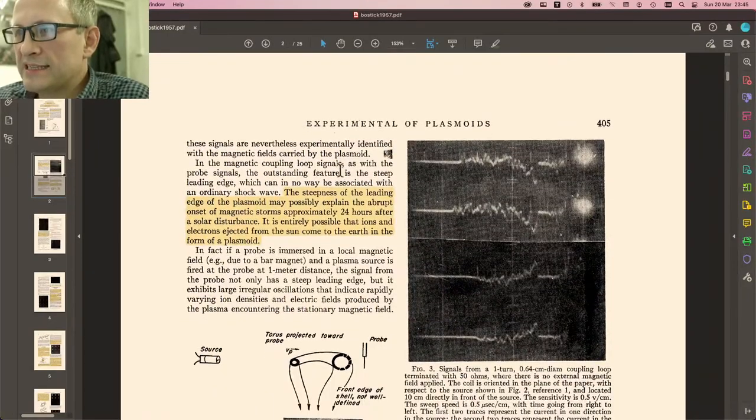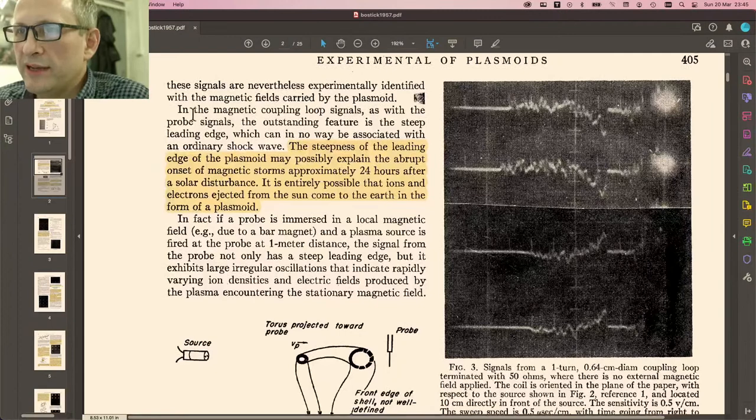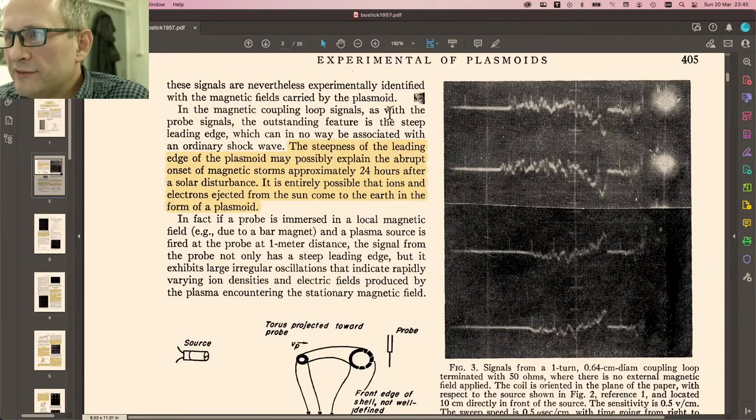These signals are nevertheless experimentally identified with magnetic fields carried by the plasmoid. In the magnetic coupling loop signals, as with the probe signals, the outstanding feature is the steep leading edge, which can in no way be associated with an ordinary shock wave. The steepness of the leading edge of the plasmoid may possibly explain the abrupt onset of magnetic storms approximately 24 hours after a solar disturbance.